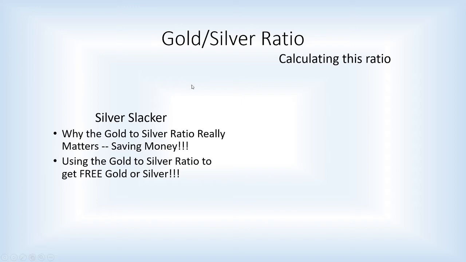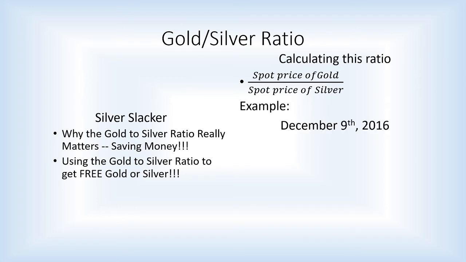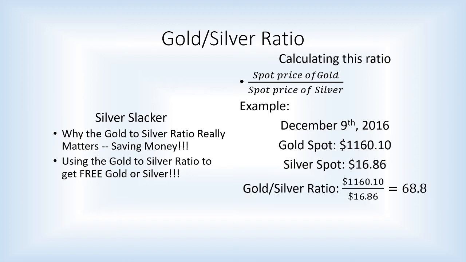So first off, let's just go over calculating this ratio and what it is. Essentially, we take the spot price of gold and we divide it by the spot price of silver, and that's our ratio. I know this is using an older date for the prices, but we're going to use those numbers throughout the whole presentation. On December 9th, here's what the spot price of gold was and the spot price of silver. We just divide the gold by the silver, and we get 68.8. So that's our ratio. What that means is that on December 9th, we could have traded 1 ounce of gold for 68.8 ounces of silver, and they essentially were worth exactly the same amount.